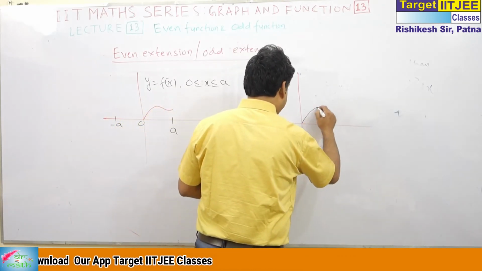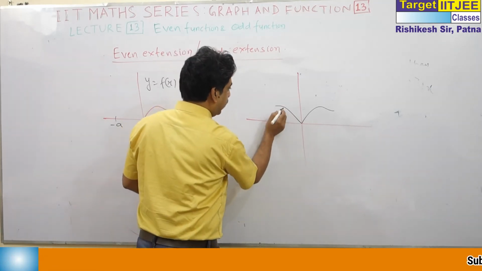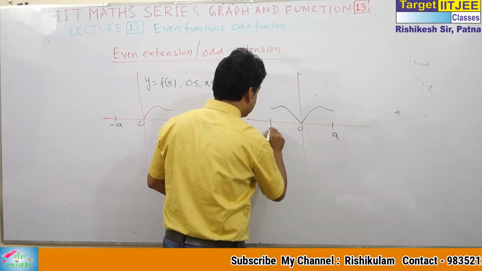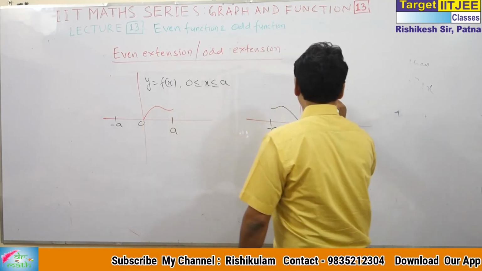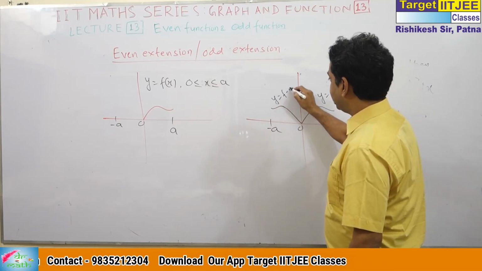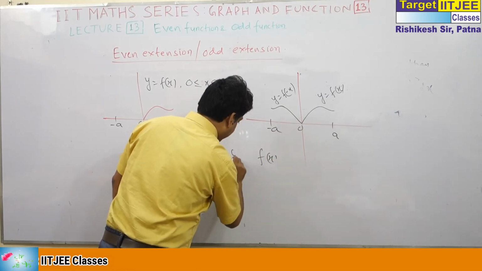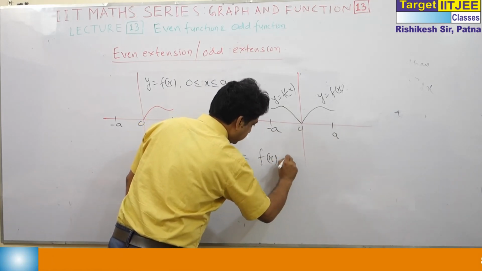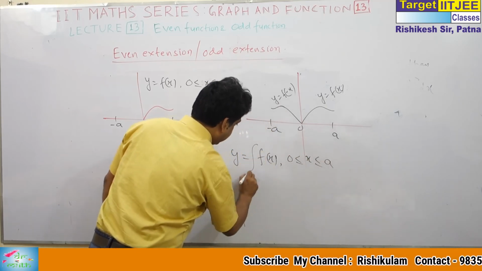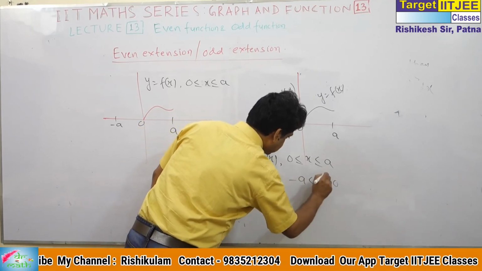Actually this is the graph. Now make the graph symmetric. This is 0 to a, this is 0 to -a. If this is y = f(x), then this is y = f(-x). So for even extension, we write y = f(x) for 0 < x < a, and f(-x) when -a < x < 0.